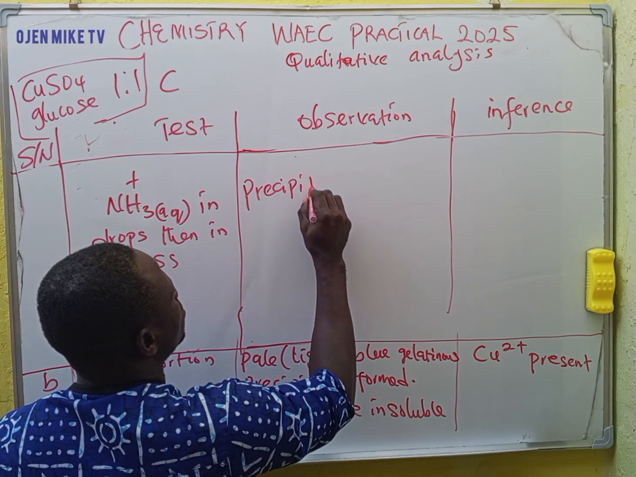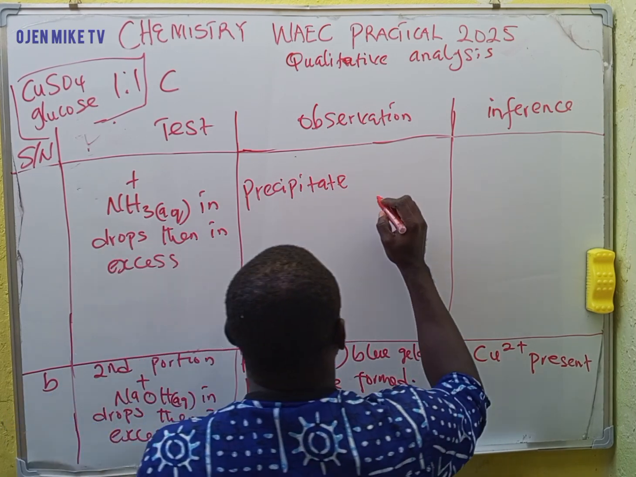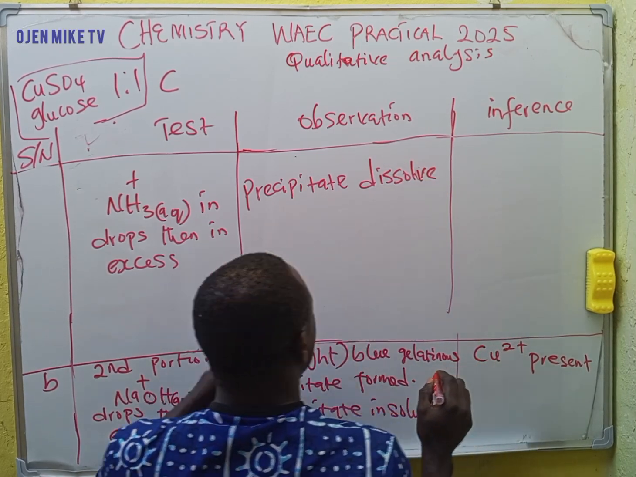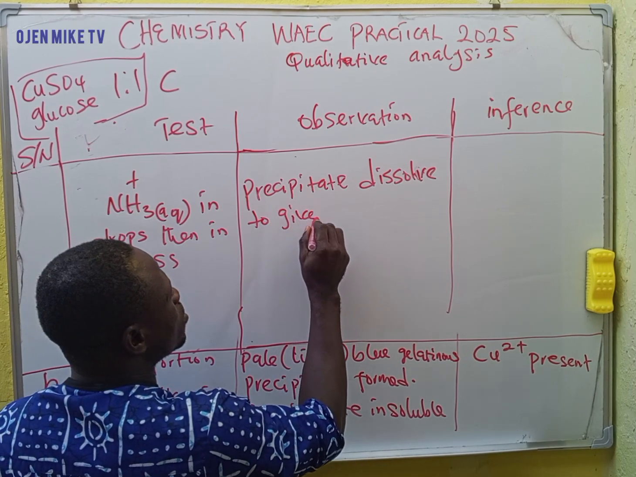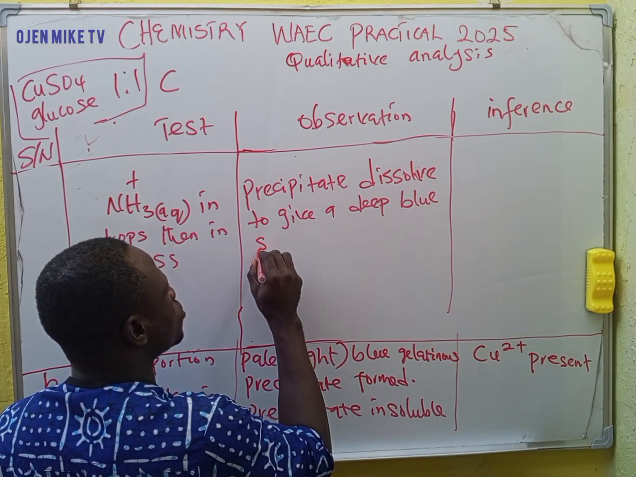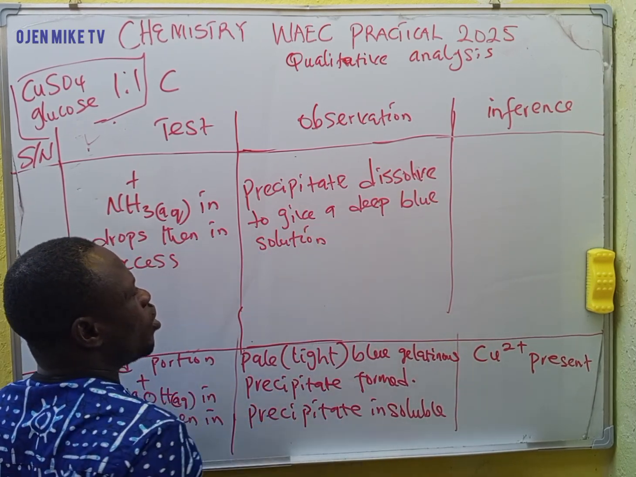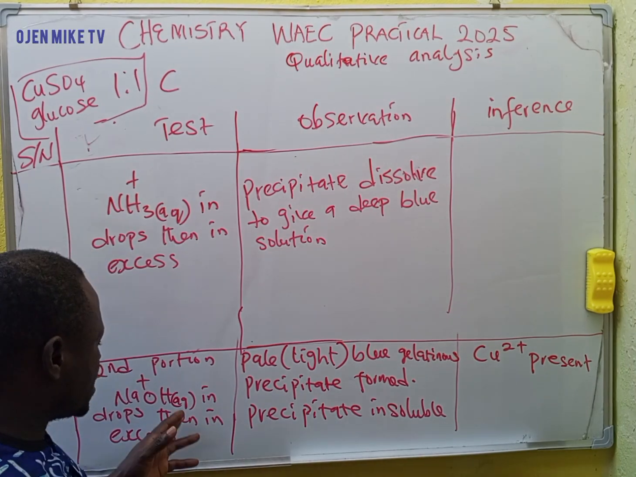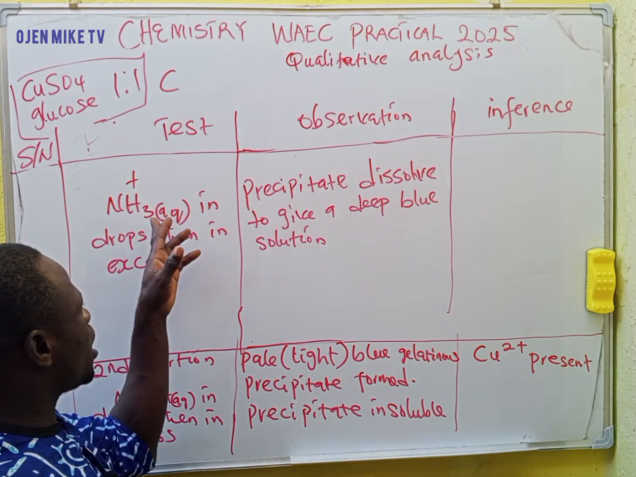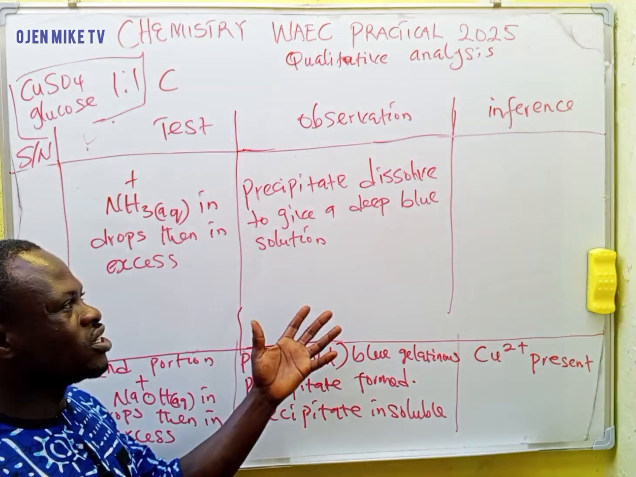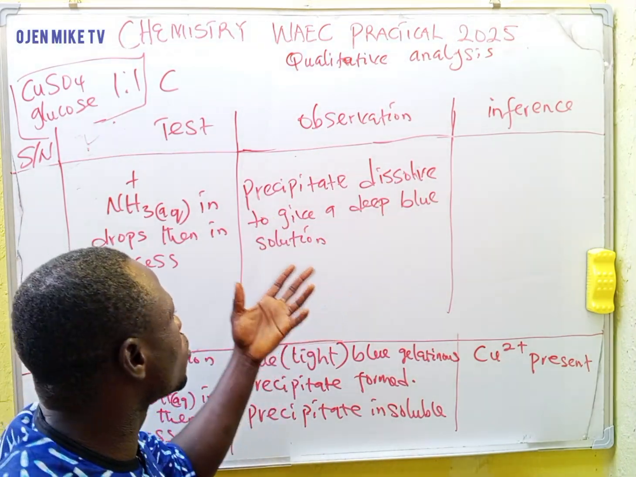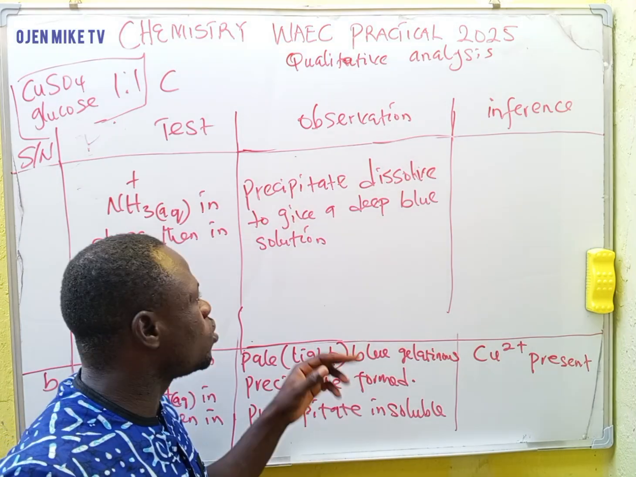you say precipitate dissolves to give a deep blue solution. Remember, when you add excess sodium hydroxide, the precipitate was insoluble. But when you now add ammonia, the precipitate is now soluble. That is, it now dissolves. Since it dissolves, it is soluble. Precipitate dissolves to give a deep blue solution.